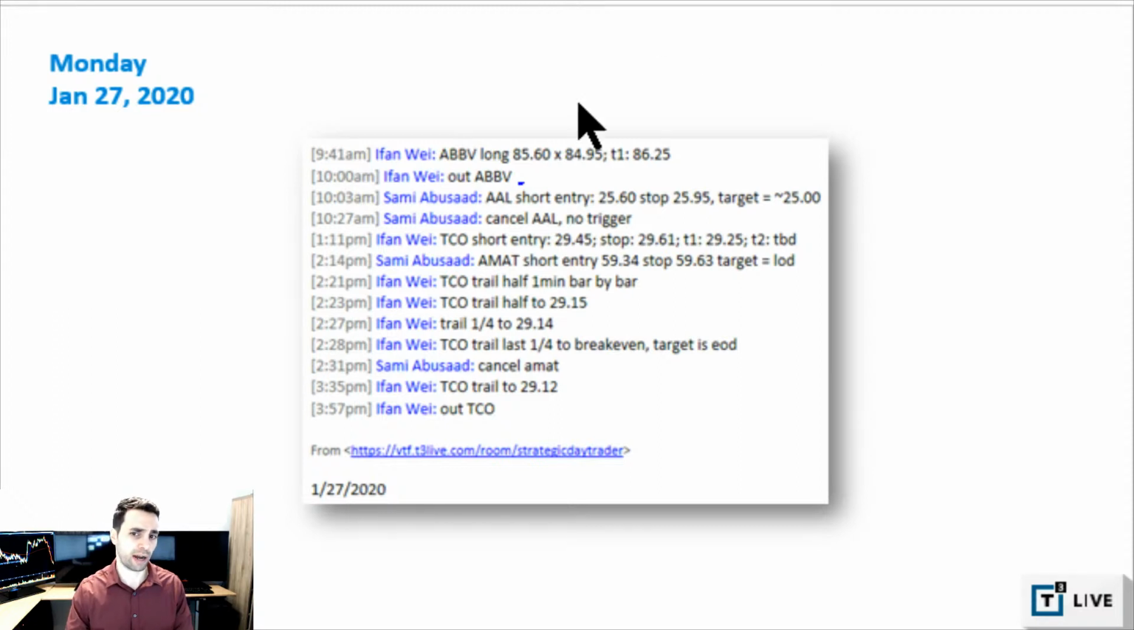This is the announcement box. I take a picture of it every single day. It's where we keep our calls. So this was AAL on the 27th. Short play, cancelled, no trigger. And then the next one from me was AMAT short. Let's check on the AMAT and see what kind of a play it was. It was a gap down also on the 27th.